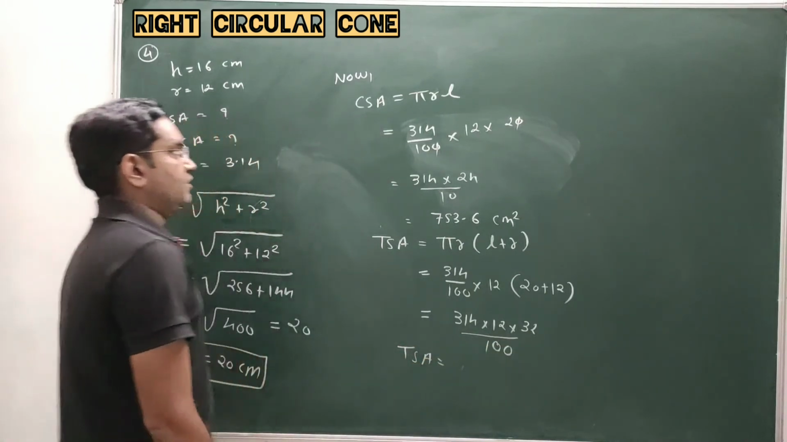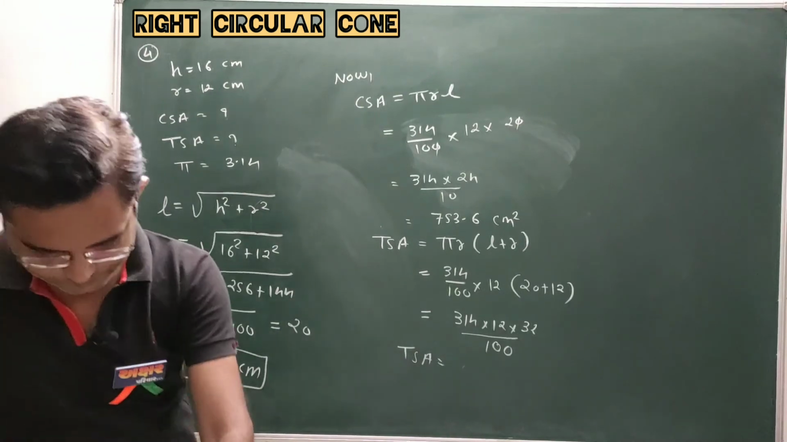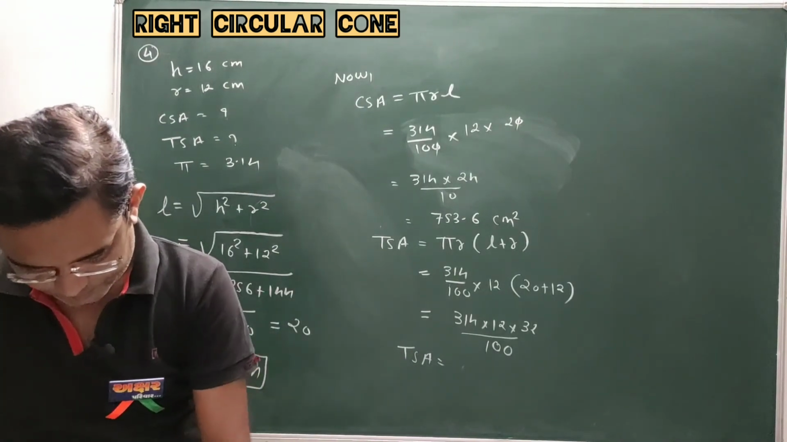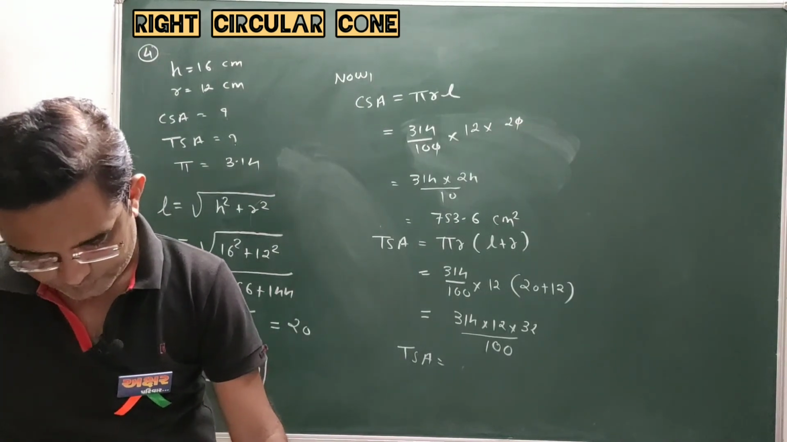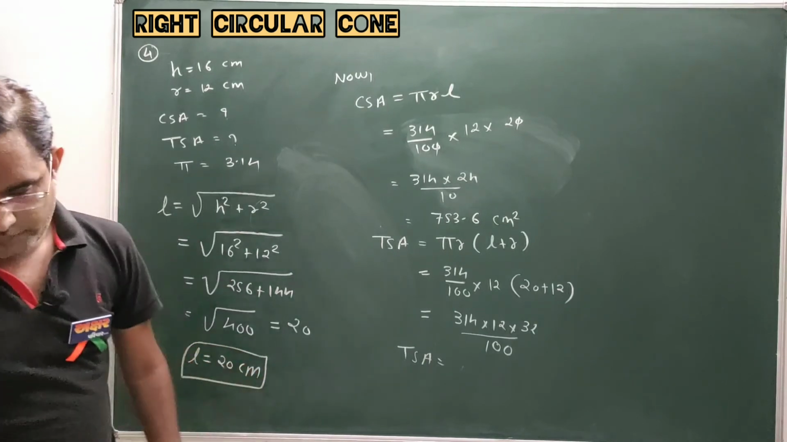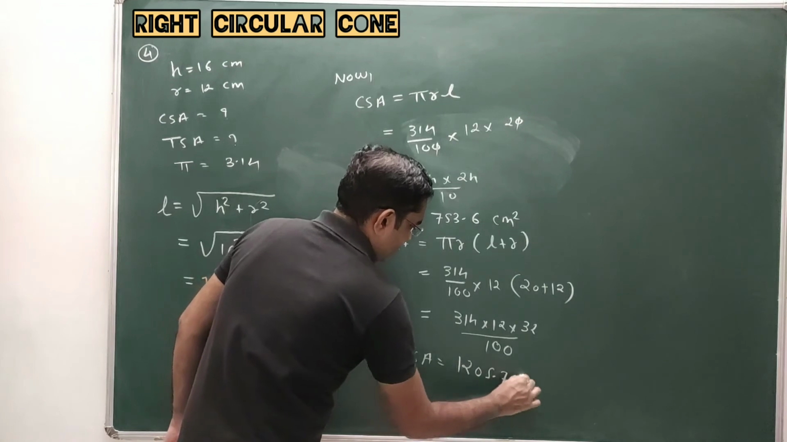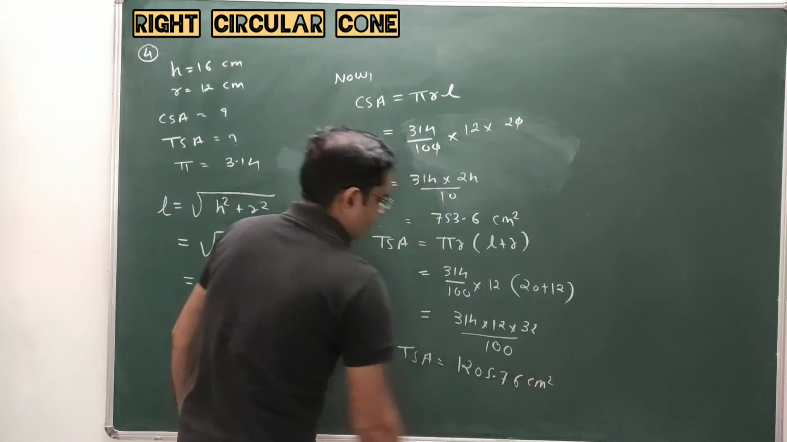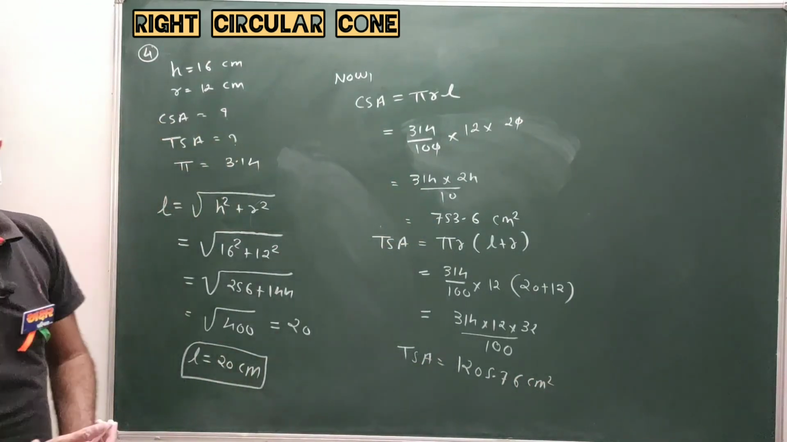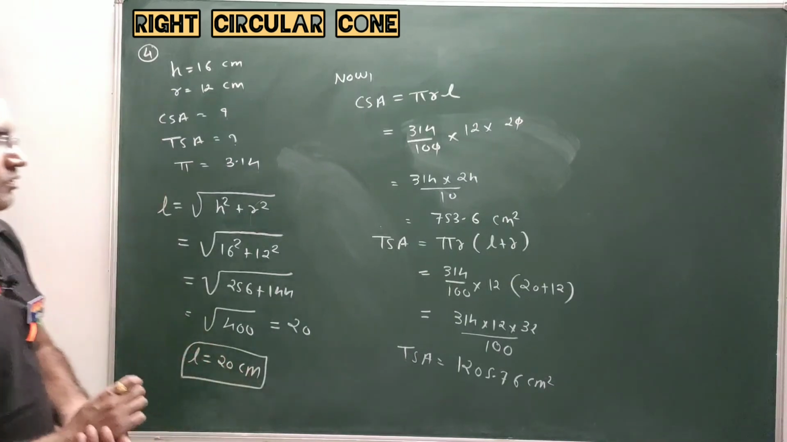I will just give you the answer. So our answer is 1205.76 centimeter square, which is the total surface area. Done. So pause the video.